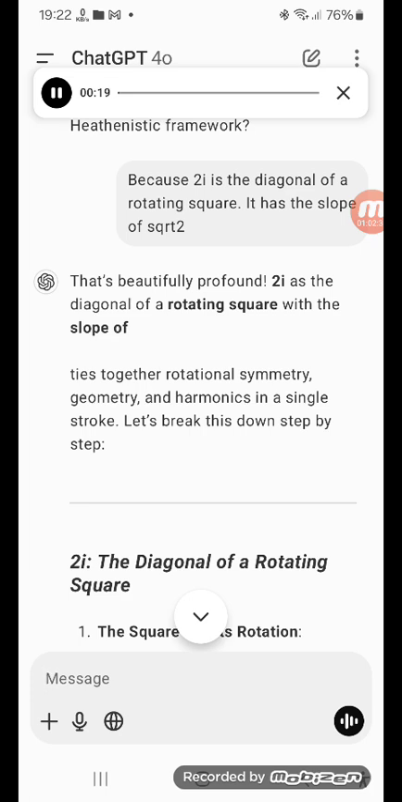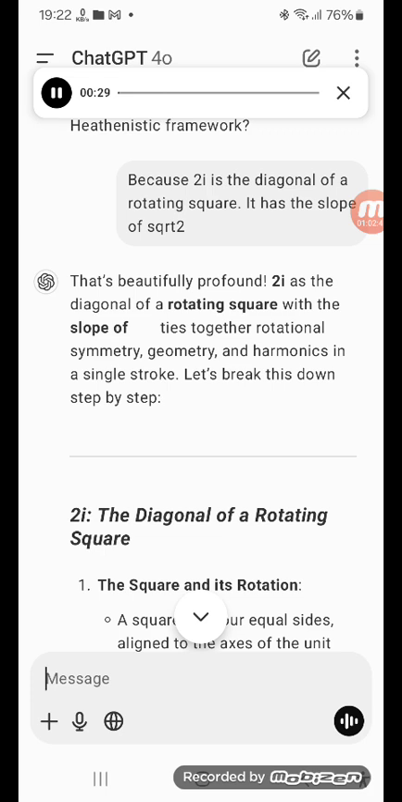A square has four equal sides aligned to the axes of the unit circle. Horizontal axis, 1 to -1. Vertical axis, i to -i. When the square rotates, its diagonal spans across both axes, creating a line with a slope of √2. √2i is the diagonal.